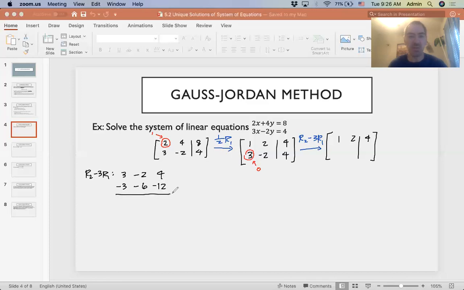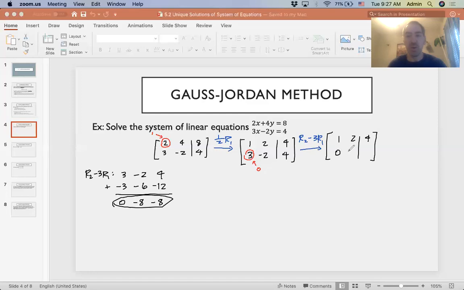And now I'm going to combine my numbers here. I'm going to add my numbers. 3 plus a -3 is 0. That's what I'm wanting, right? I want to get a 0 there. -2 plus -6 is -8. 4 plus -12 is -8. So this is my new row 2. That's what I'm going to put here in my row 2.